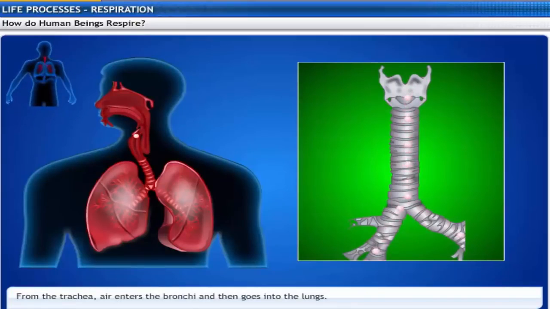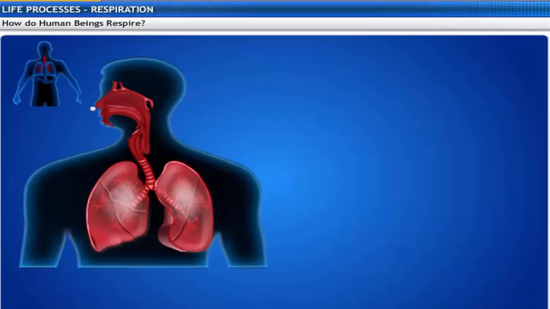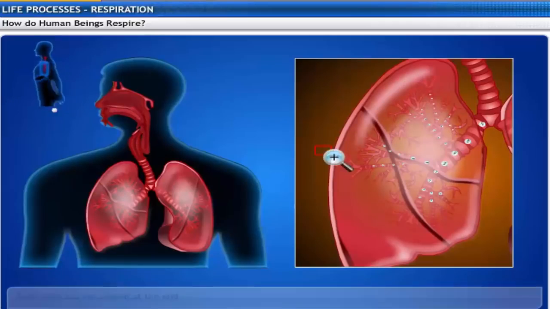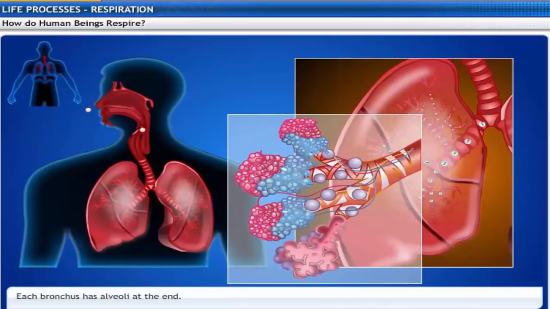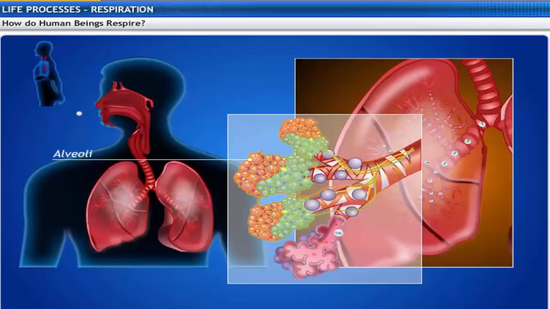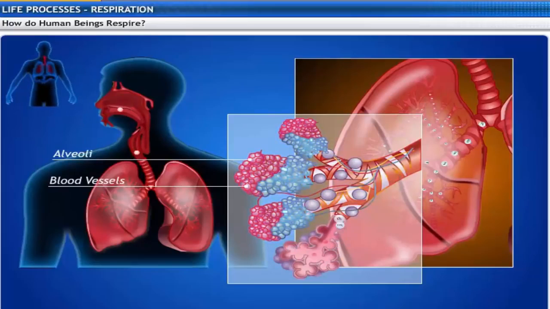From here, the air passes through the bronchi before entering the lungs. The bronchi are like a network of tubes that keep branching into smaller tubes. At the end of each bronchus, you will find balloon-like structures called alveoli. The alveoli provide a surface for the exchange of oxygen and carbon dioxide. The walls of the alveoli contain a massive network of blood vessels.